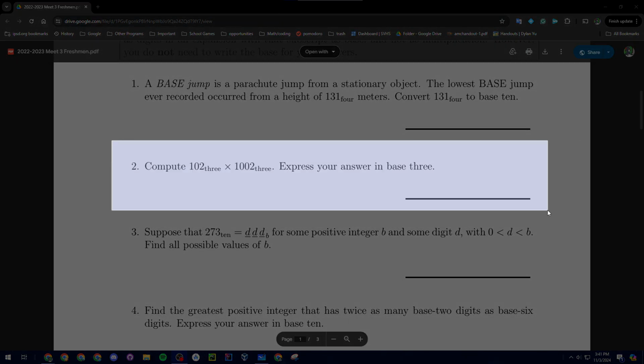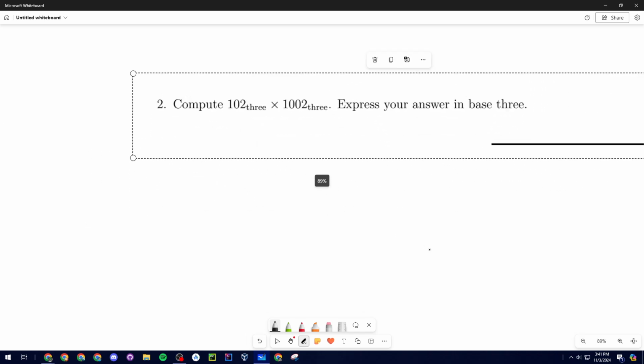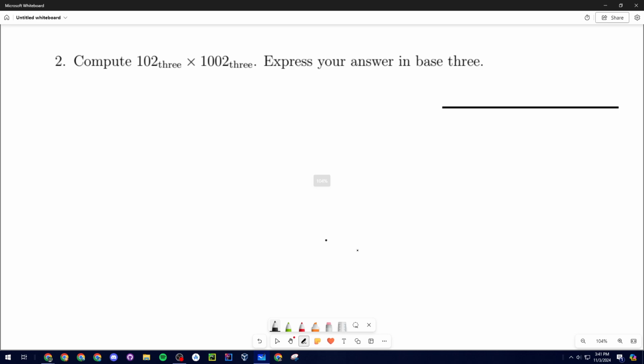Second one. You can just do the whole thing in base 3. That makes things pretty simple. So 1, 0, 0, 2, 1, 0, 2. Multiplying them, 2 times 2 in base 3 is, well, in base 10 it's 4. 4 in base 3 is 11, so carry over that 1.